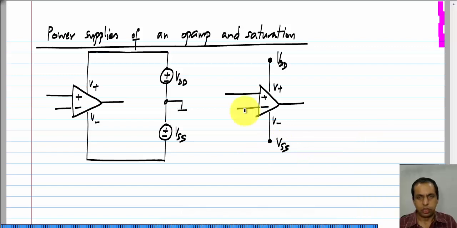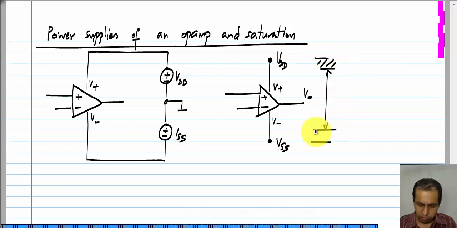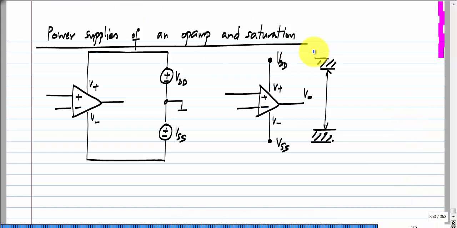So, now what is the effect of this on our amplifier or any circuit we build? It turns out that the output voltage V naught of the op amp can swing between VDD and VSS. In fact, it cannot go all the way up to VDD or all the way down to VSS. Typically, the allowable range for V naught is somewhere between VDD and VSS.